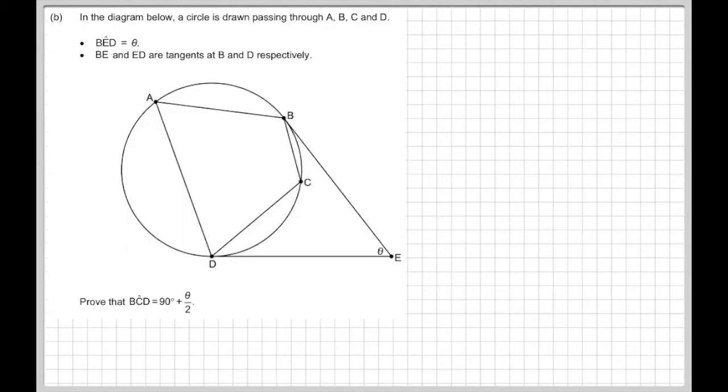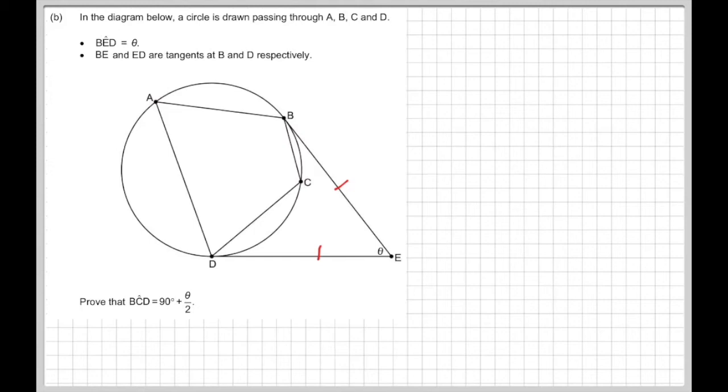This specific question asked us the following. In the diagram below, a circle is drawn passing through B, C, D, and also A. Angle BED is theta, and BE and ED are tangents at B and D respectively. Okay, let's quickly stop. What does that mean on the sketch? First of all, it means theorem 7. No, it doesn't, because there's no center of a circle. It does go towards theorem 8, which says BE is the same as ED.